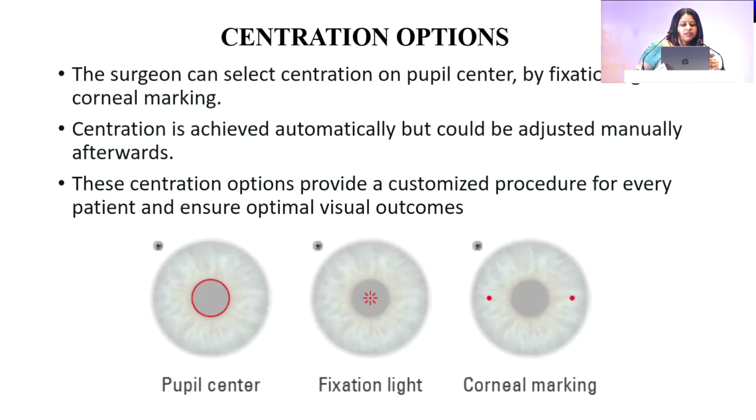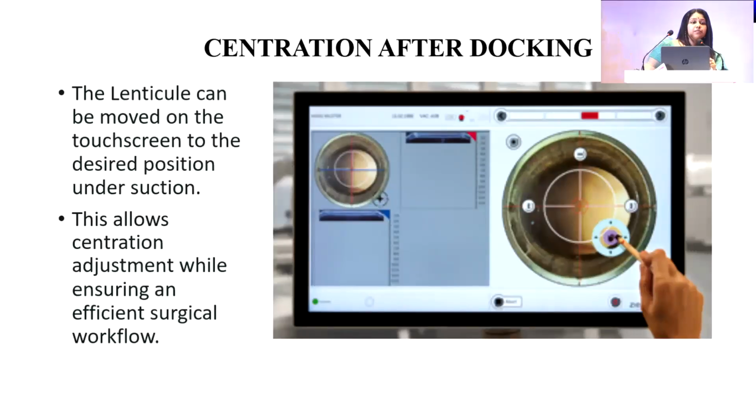When it comes to CLEAR, in what way is it advantageous? We have the centration options. There are 3 centration options: the pupil center, fixation light, and the corneal marking. And the biggest advantage here is you will be able to recenter even after docking without the need to release the suction. This plays a vital role in ensuring an efficient surgical flow.